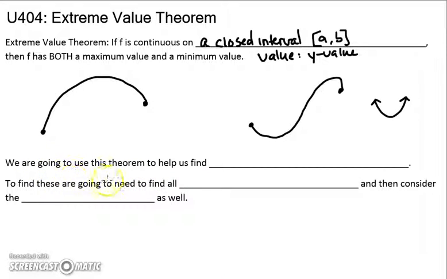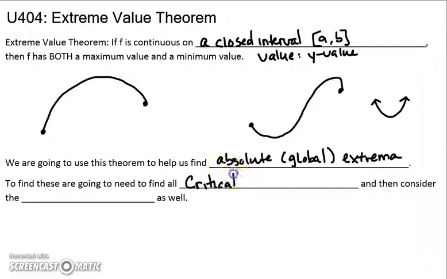Now, this is going to help us find absolute, or sometimes called global, extrema. Where relative extrema are higher or lower than everything in their general area, absolute or global extrema are going to be higher or lower than everything on the graph. If we're going to find these, we're going to need to find all critical points, and we're also then going to have to consider the endpoints.